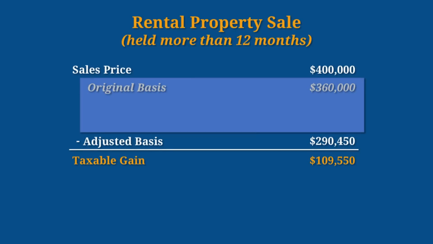Recall that your original basis in the property was $360,000. That was the original $350,000 purchase price plus the $10,000 of closing costs that were able to be included in the basis. For this purpose, we're not including the $10,000 bathroom renovation. We'll assume that didn't happen.